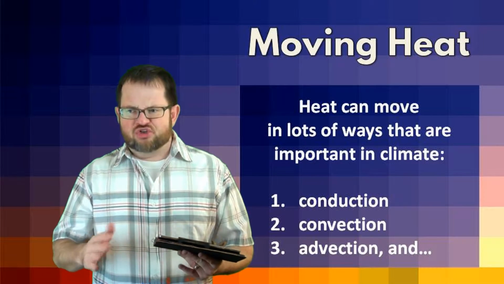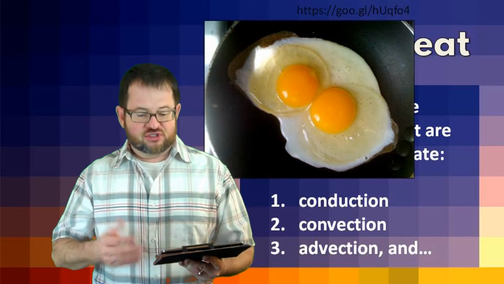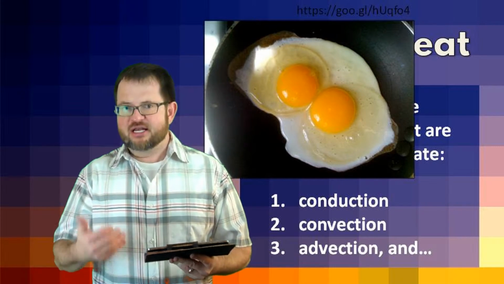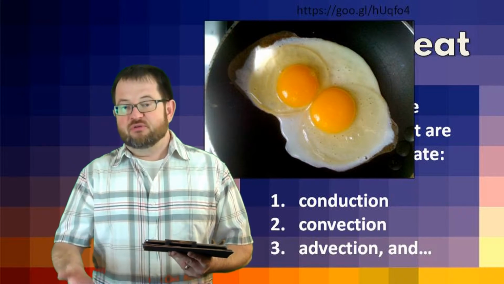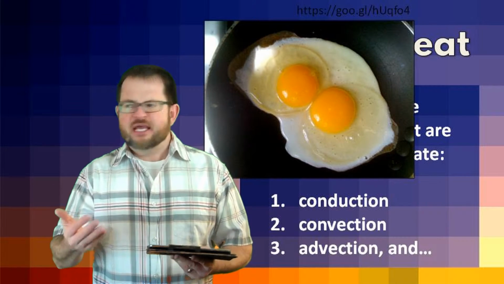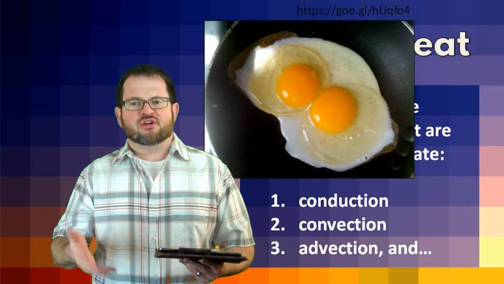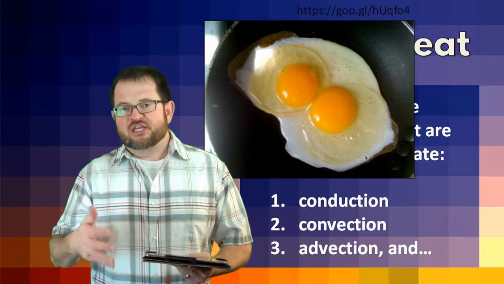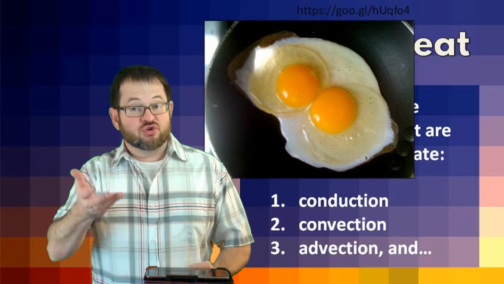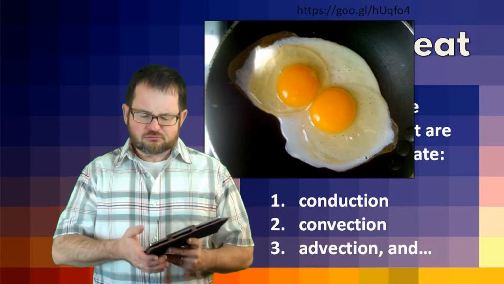Conduction is when 2 objects are touching and are different temperatures, like the eggs and the pan. The pan is hot, the egg is relatively cool. Heat is moving from the pan to the eggs. In the same way, when the sun shines on the ground and warms the ground up, heat transfers from the hot ground into the cooler air by conduction.